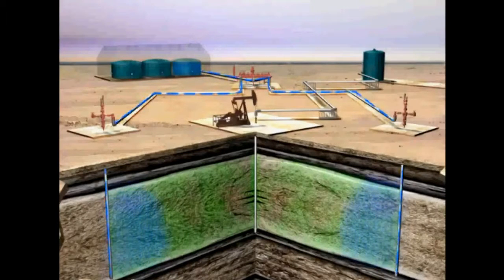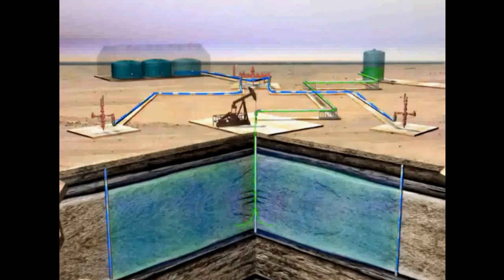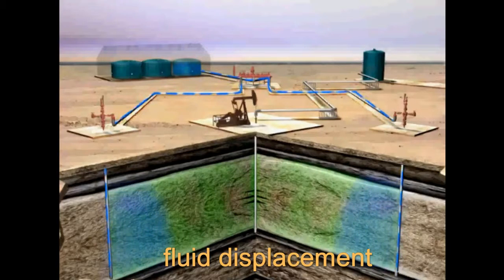Water flooding is where water is flooded into the well through injector wells located nearby. Since water and oil do not mix easily, water that is pumped down into the formation displaces the oil, thereby pushing it toward the producing well. This is called fluid displacement.